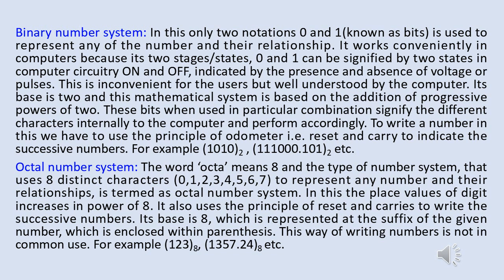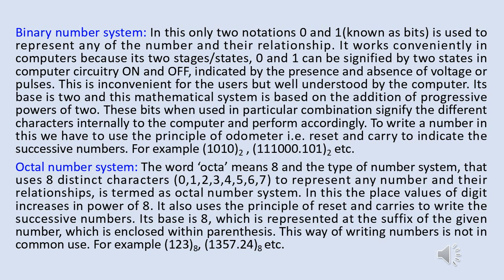Its base is 2, and this mathematical system is based on the addition of progressive powers of 2. These bits, when used in particular combinations, signify different characters internally to the computer, which performs accordingly. To write a number in this, we use the principle of an odometer, that is reset and carry, to indicate successive numbers. For example, (1010) base 2, (111.101) base 2, and many more can be taken like this.